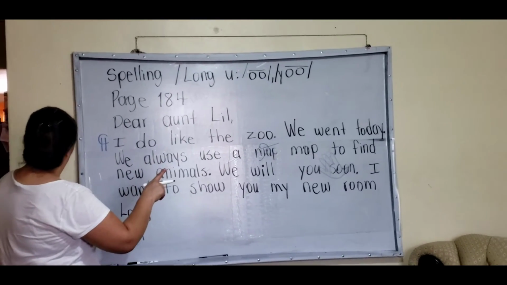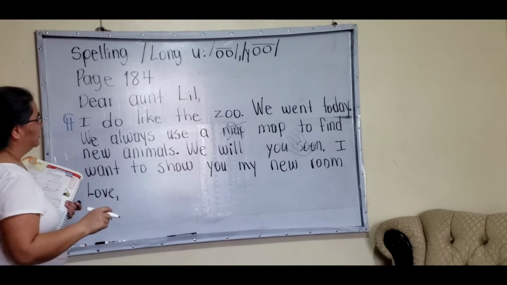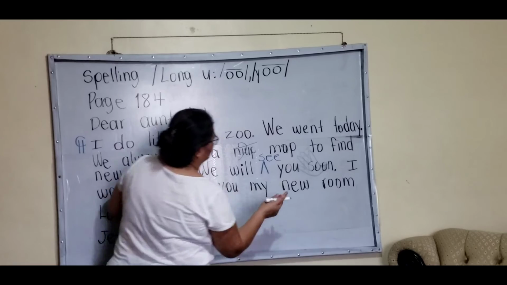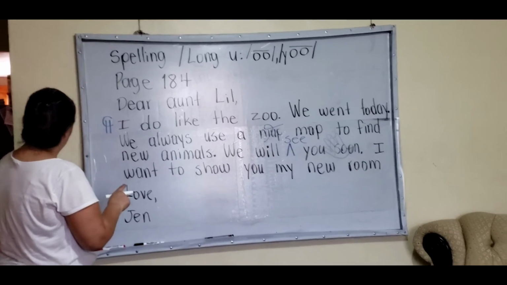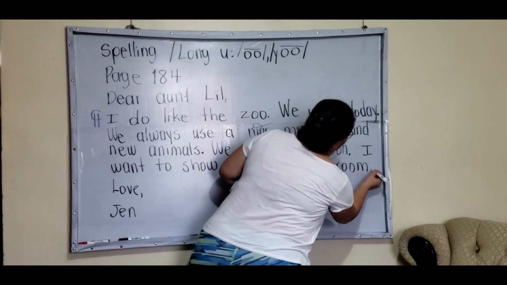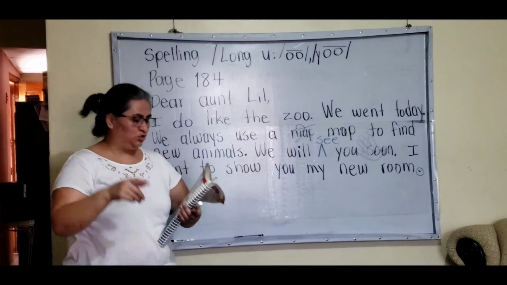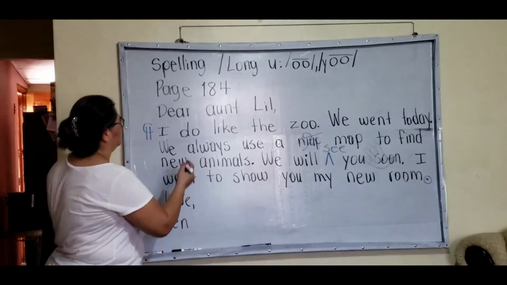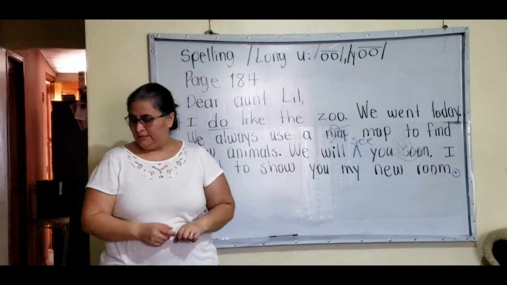And then we continue reading. We will use soon. And here is missing a word: we will see you soon. I want to show you my new room. Remember, at the end of the sentences, we need a period, so we are going to add it over here. The next thing you need to do is find the vocabulary word in the paragraph, underline it like this, and then write it at the bottom of the page.